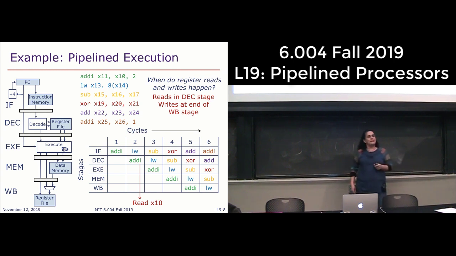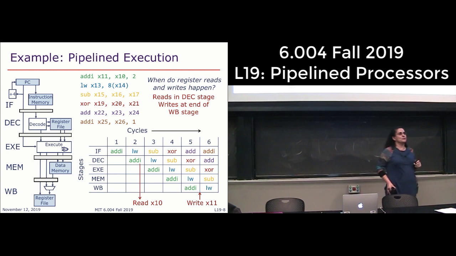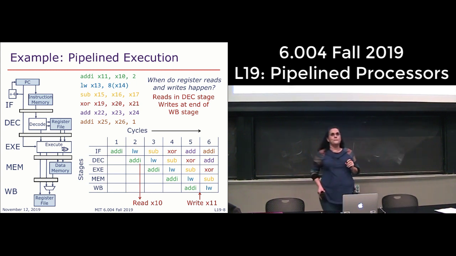So if I take a look at what that corresponds to in this pipeline diagram, I'm just going to look at the add I for this example. And so what I'm going to see is that in cycle 2, the add I is going to read its source register, which is register X10, but it's not going to write its return value to register X11 until the end of cycle 5. Okay? So let's keep that in mind.